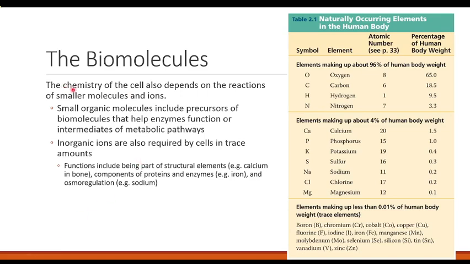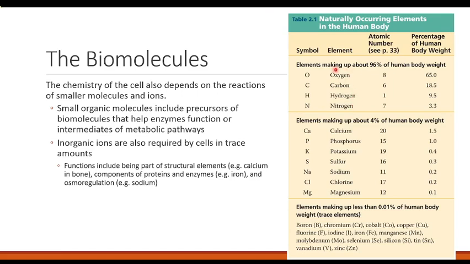So, the chemistry of the cell also depends on the reactions of smaller molecules and ions. Small organic molecules include precursors of biomolecules that help enzymes function or are intermediates of metabolic pathways. Inorganic ions are also required by cells in trace amounts. These are the naturally occurring elements in the human body. About 96% of human body weight is composed of oxygen, carbon, hydrogen, and nitrogen.